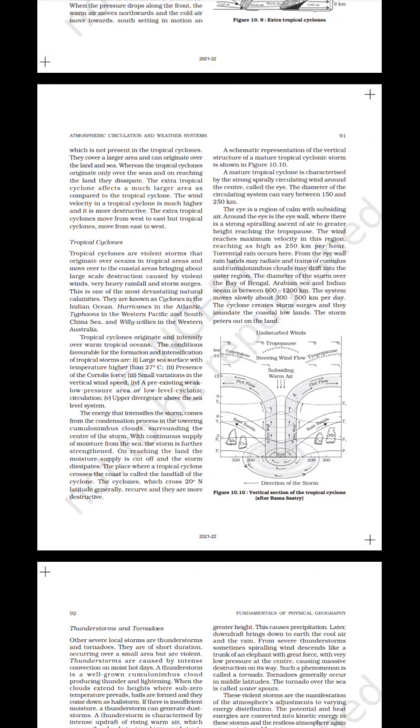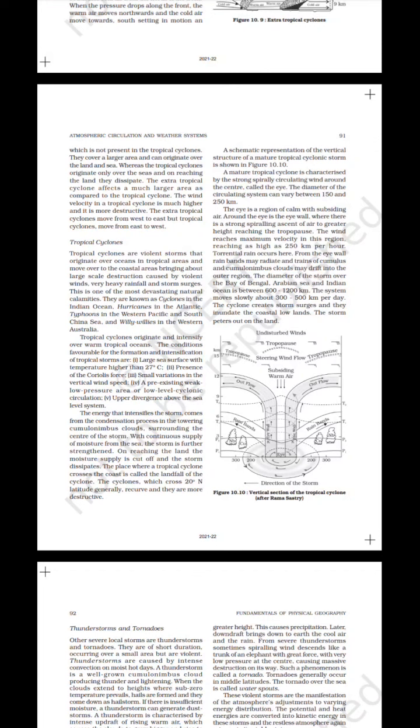Tropical cyclones. Tropical cyclones are violent storms that originate over oceans in tropical areas and move to the coastal areas, bringing about large-scale destruction caused by violent winds, very heavy rainfall, and storm surges. This is one of the most devastating natural calamities. They are known as cyclones in the Indian Ocean, hurricanes in the Atlantic, typhoons in the Western Pacific and South China Sea, and Willy-Willies in Western Australia.